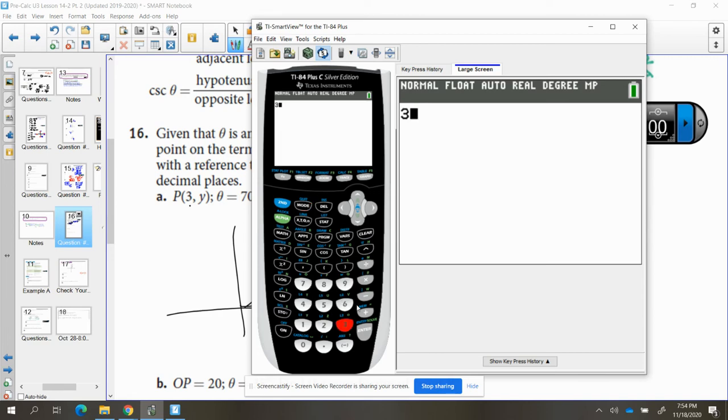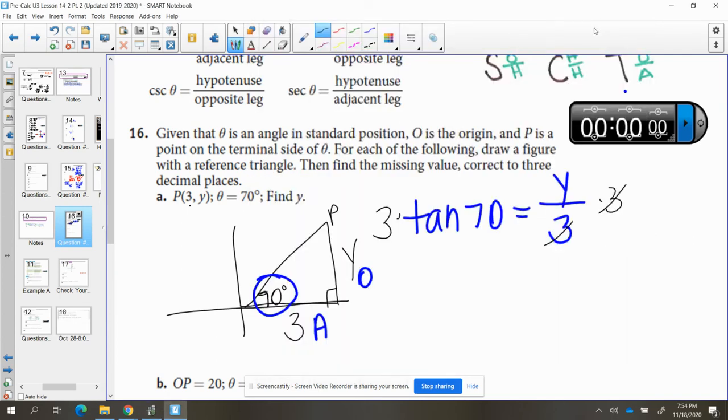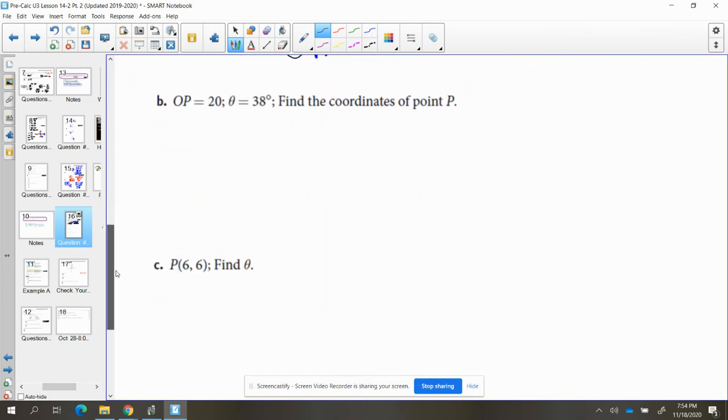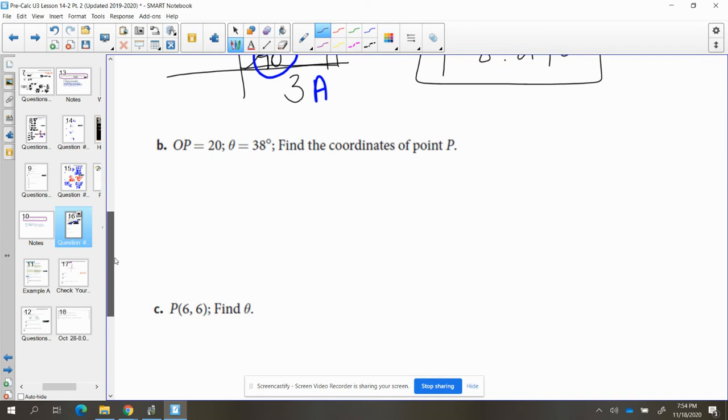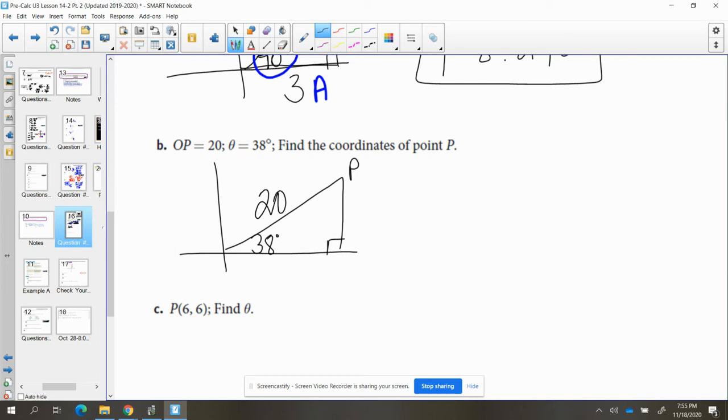So in this case, we have 3 times tangent of 70, which gives us an answer of about 8.242 as our y value. So y equals 8.242. Now our next one is asking us to look for the location of P. This time we have a 38-degree angle. So again, quadrant 1 here. 38 is our theta. And we are looking for the location here of P. OP, the origin to point P, is 20 units, and we want to find both x and y this time.